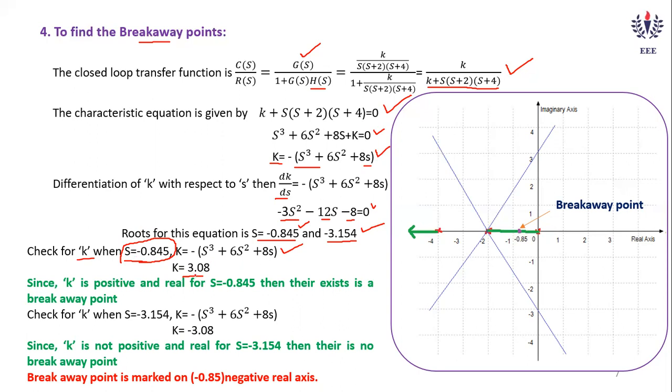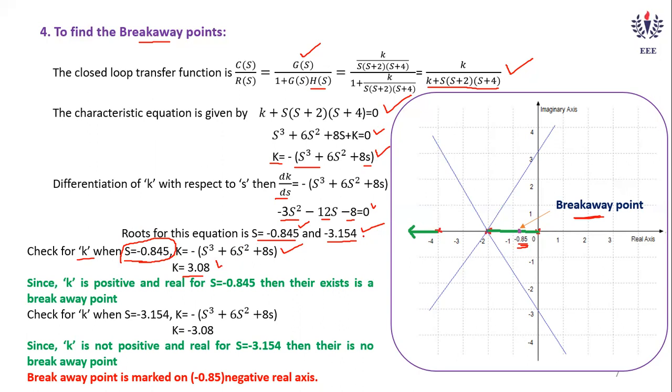So coming to the first case, the K value is positive and real. So we have a breakaway point at s = -0.845. If you observe the graph, the same thing I show: the breakaway point is at -0.845. So here we have a breakaway point.